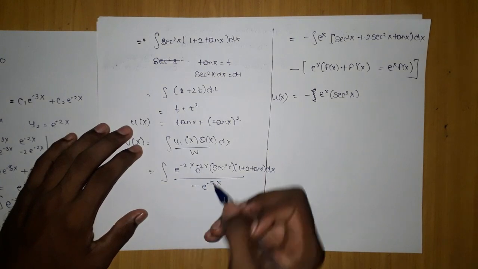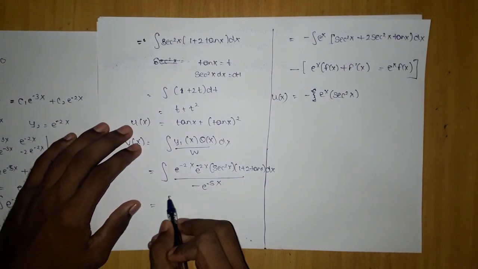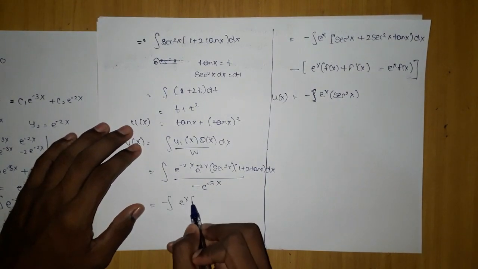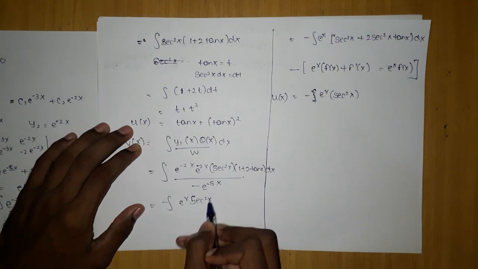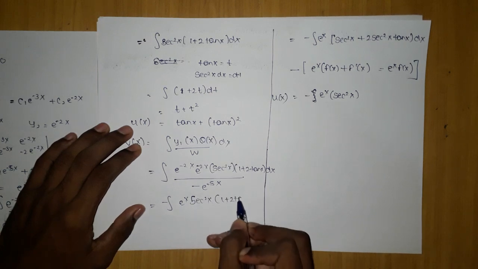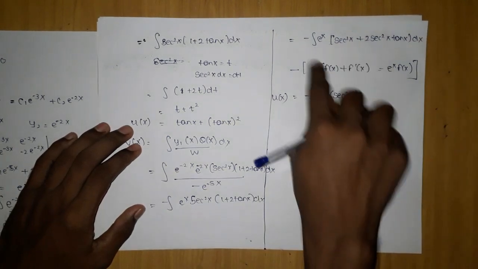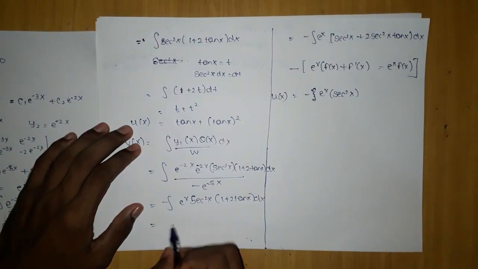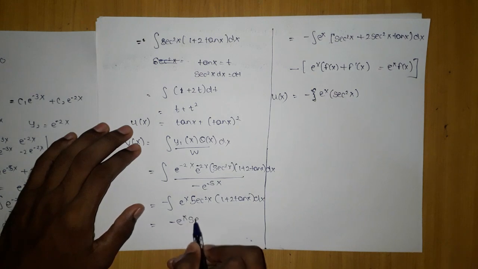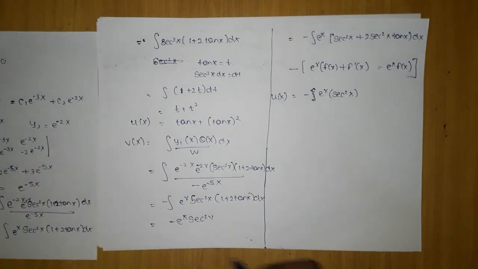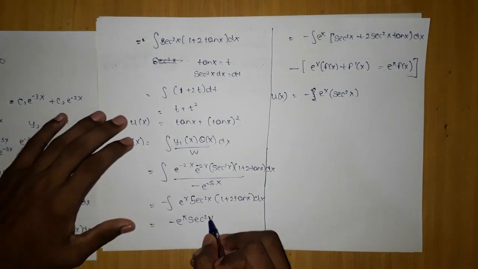okay, this is minus 2x. So if we move this up, we are left with minus e to the power x into sec square x into 1 plus 2 tan x into dx. Now if you observe, this will again become f of x into f dash x. So I'm directly going to write its answer, e to the power x into sec square x. Agree? Now let's try to solve this.